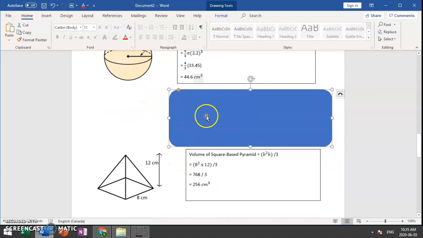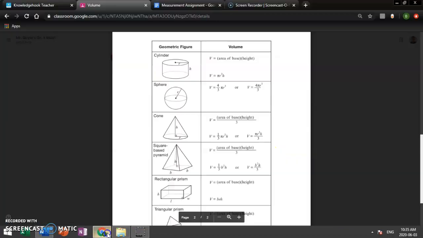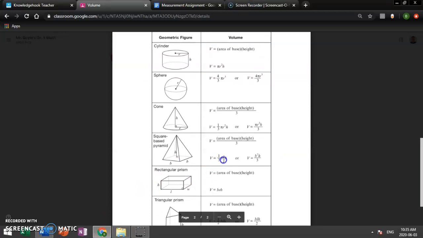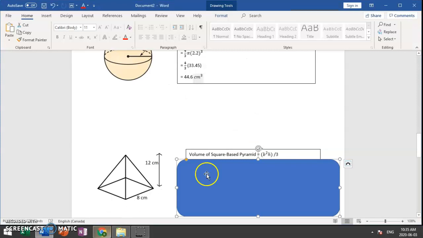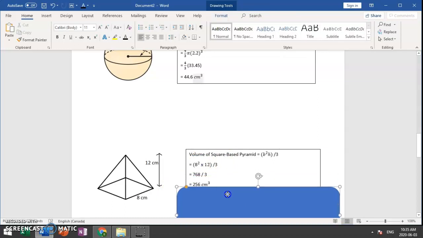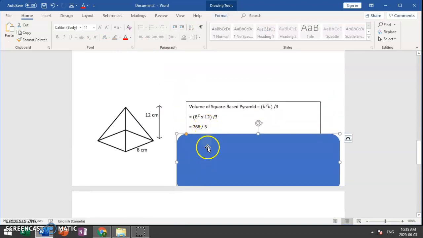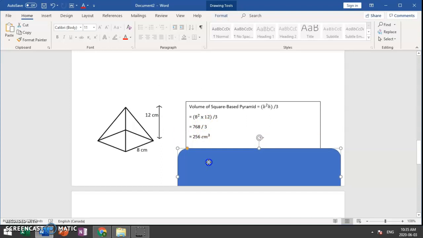Our last shape we're going to cover is our square-based pyramid. Our equation for that is base squared times height divided by 3, or 1/3 base squared height, right? They mean the same thing, divided by 3 or times 1/3. Both get you the same answer. So put our numbers in. Base is 8, 8 squared, height's 12. Always do the exponent first. 8 times 8 is 64, times 12 is 768. Then I'm going to divide that by 3 and get 256 centimeters cubed.